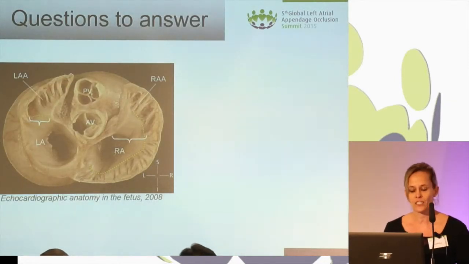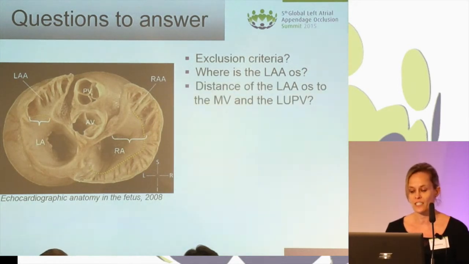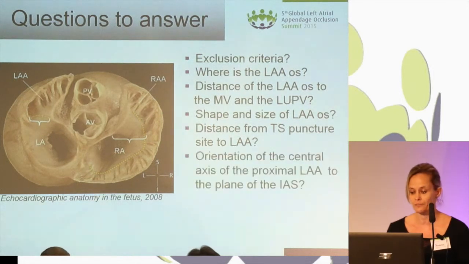So what are the questions we have to answer with imaging? First of all, we have to exclude contraindications. We also have to determine where the LAA os is. We have to see what the distance of the left atrial appendage os is to the mitral valve and the left upper pulmonary vein. We have to assess the shape and the size of the left atrial appendage ostium and the landing zone. We have to estimate the distance from our transeptal puncture site to the left atrial appendage ostium.